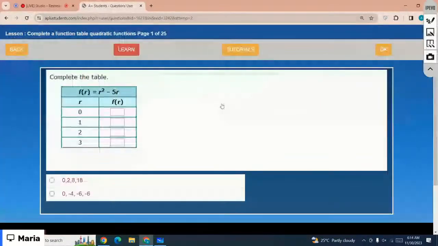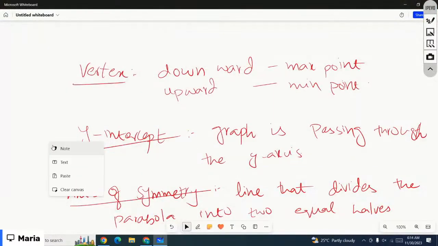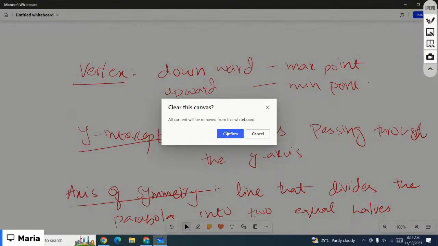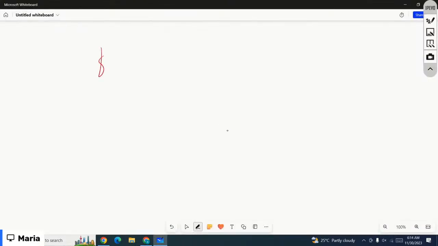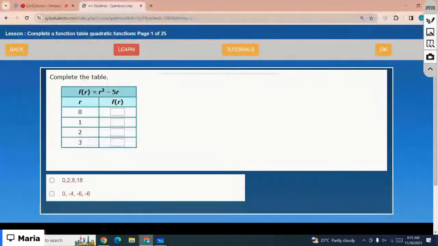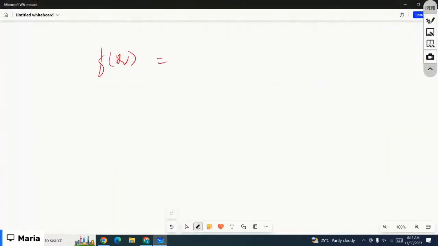Okay, the function is f of r equals r square minus 5r. You have to evaluate at 0, 1, 2, 3. Okay, let me just write down the function here. That is f of r equals r square minus 5r. You have to evaluate the function at 0, 1, 2, and 3, right?